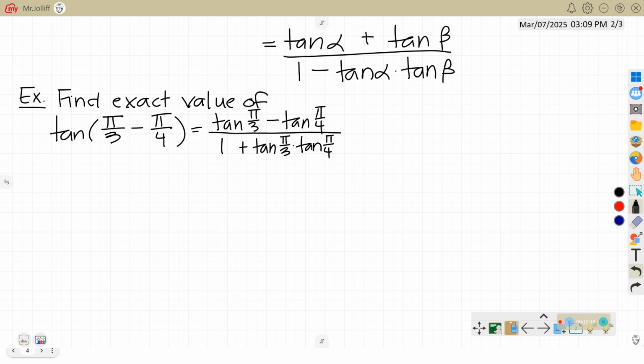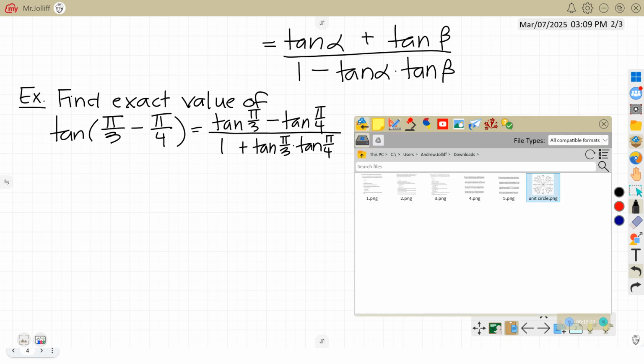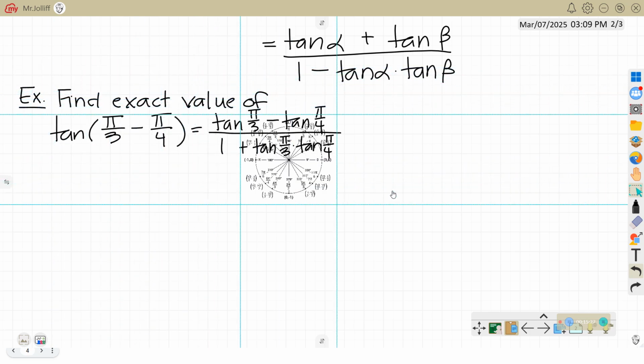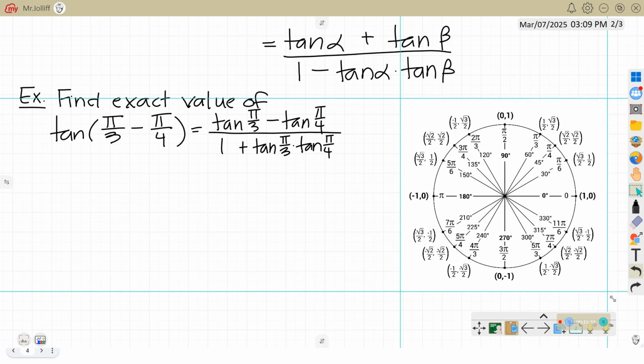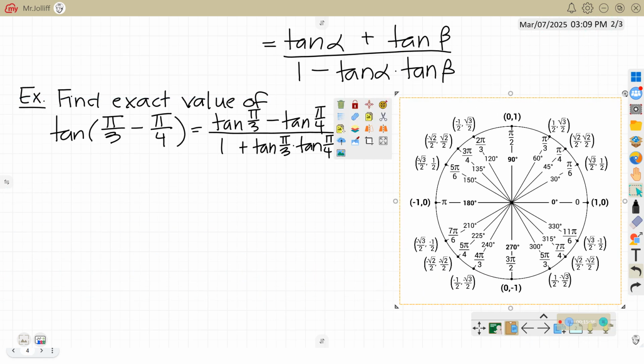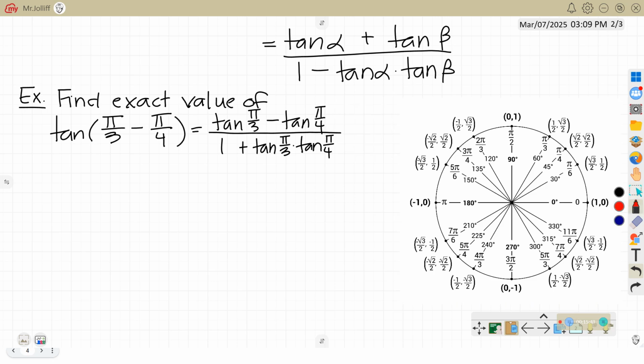I should be using my unit circle. Yeah? So let's grab a unit circle. Maybe not over the top of my writing. That would be helpful. And we're going to identify where we're sitting on the unit circle. So my first angle is pi over 3. Pi over 3 is right here. My coordinates are 1/2 and root 3 over 2. Second angle is pi over 4. Pi over 4 is right here. Coordinates are right here.